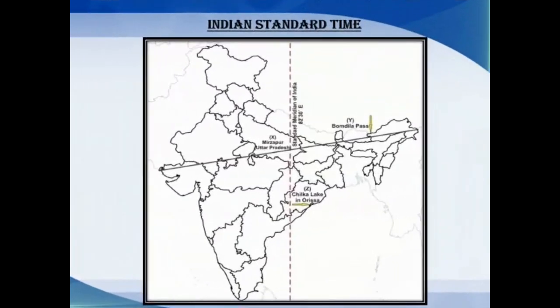The Indian Standard Time, IST, has been decided according to the 82 degrees 30 minutes east longitude, which passes through Mirzapur near Allahabad, Uttar Pradesh. This longitude passes through the middle of the country with reference to its longitudinal extent. The local time at this longitude has been selected as the standard time of the whole country. When the sun is directly overhead on this longitude, then it is assumed that it is 12 noon everywhere in India. There is no difference of more than 1 hour between the local time at 82 degrees 30 minutes and other places in the country.